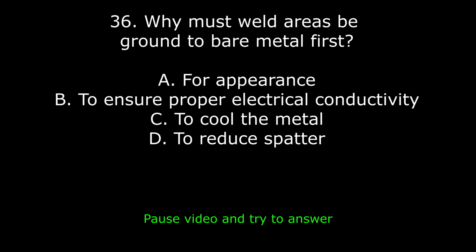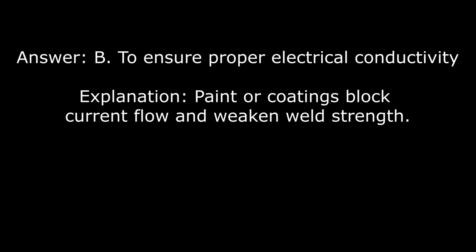36. Why must weld areas be ground to bare metal first? A. For appearance. B. To ensure proper electrical conductivity. C. To cool the metal. D. To reduce spatter. Answer: B. To ensure proper electrical conductivity. Explanation: paint or coatings block current flow and weaken weld strength.